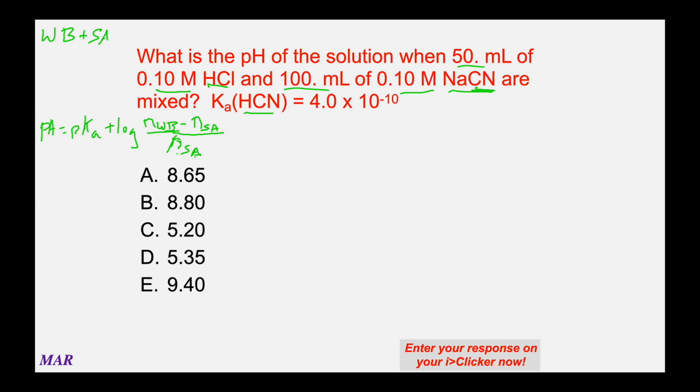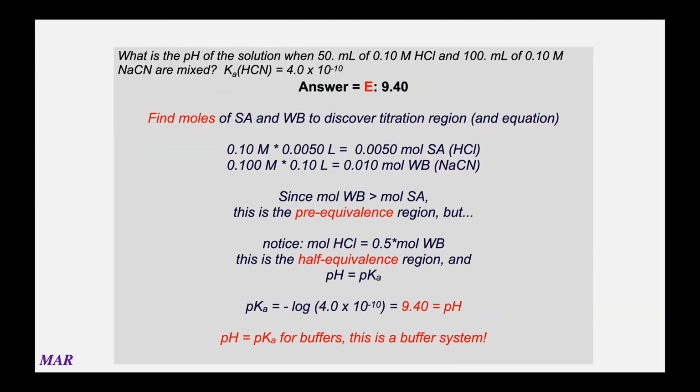But anyway, you can see here a couple of things. pH is going to depend on pKa, so you need to turn this into minus log for that number to get pKa. Also, we're going to need the moles of everything. Moles of strong acid HCl and moles of weak base cyanide. If you do all of that, here's the work that's involved. So first of all, recognize that it's strong acid and weak base coming together. Here's the moles of strong acid and the moles of weak base. Definitely more moles of weak base than strong acid, so it's pre-equivalence region, okay?